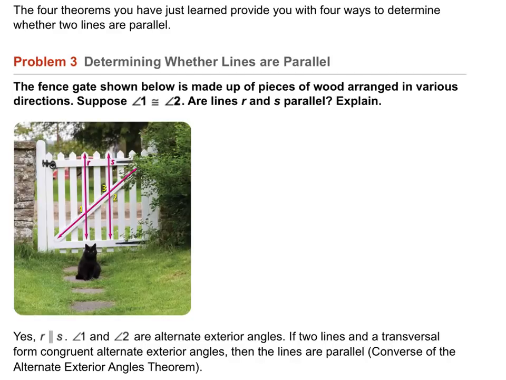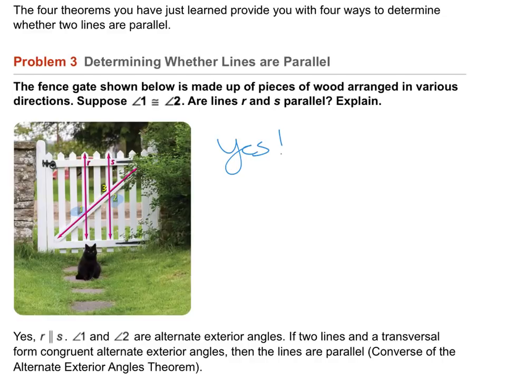Okay, here we are on problem 3. We're going to try to determine whether lines are parallel. We've got a little bit of a scenario here. It says the fence gate shown below is made up of pieces of wood arranged in various directions. Suppose angle 1 is congruent to angle 2, so I've just highlighted those in blue. It wants to know if R and S are parallel, and here, guys, we could say yes.